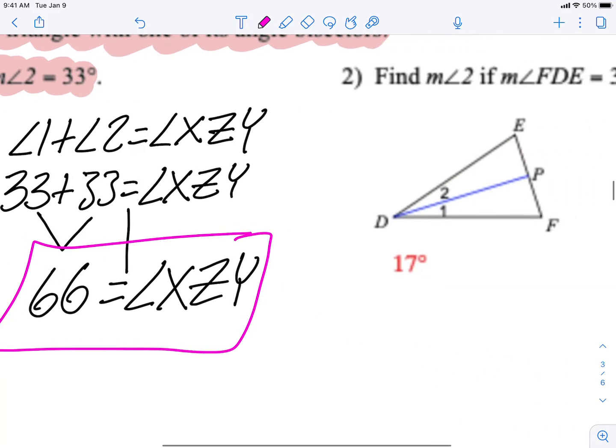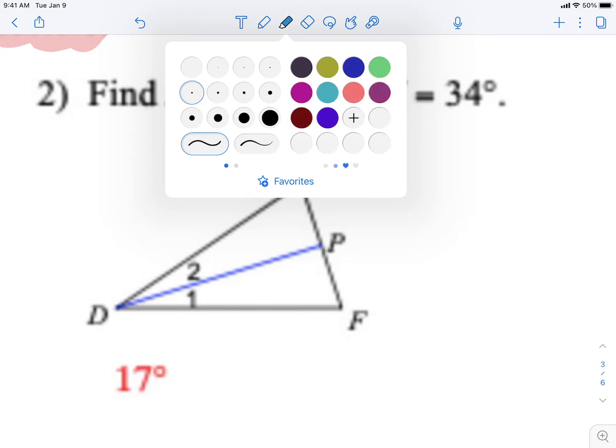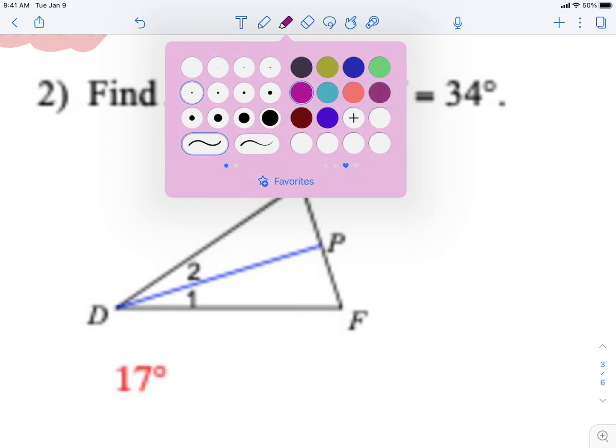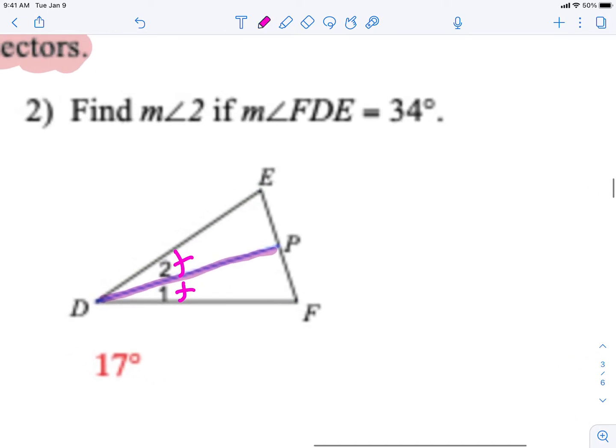Number 2. So again, what color can we use that pops out a little more? This one. So we know that PD is the angle bisector. So angle 2 and angle 1 are equal, and they add up to angle FDE. It says find angle 2. We need to know what angle 2 is, if FDE is equal to 34.